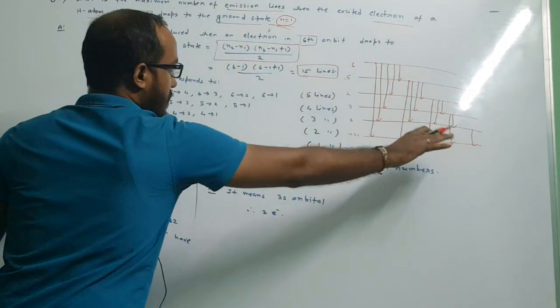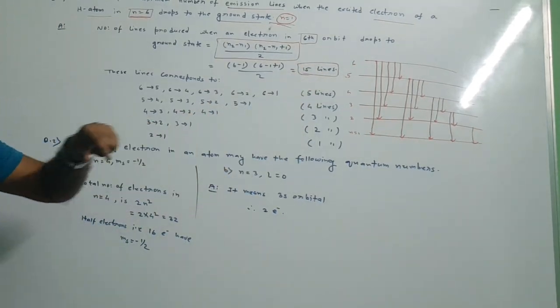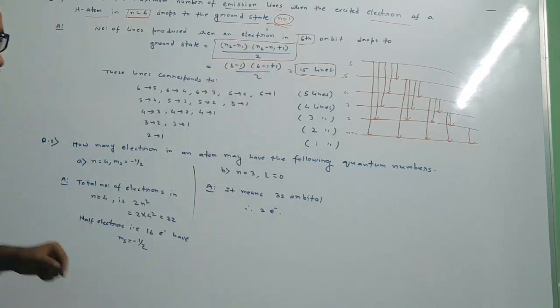So these are the possible combinations that you may have, that is 15 lines. But for MCQ purposes, you have to remember this formula only. 15 lines will be your answer.